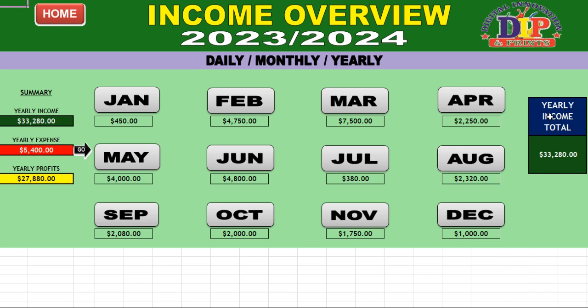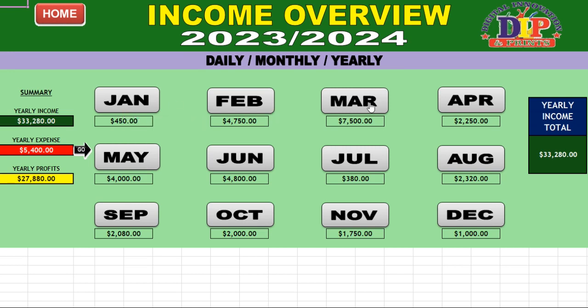We have the yearly income total here below, and on the left hand side we have the summary, which has the yearly income summary and the yearly expense summary, and below is the yearly profit. After we get our yearly income, we minus the expenditure from it and we have our profit here.